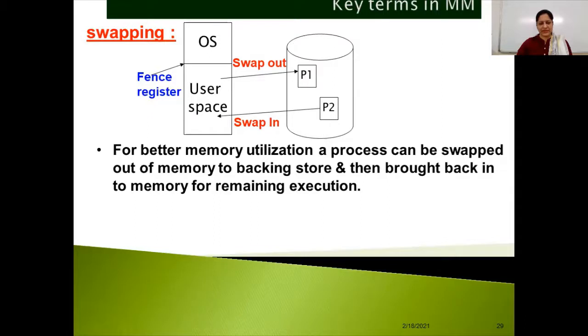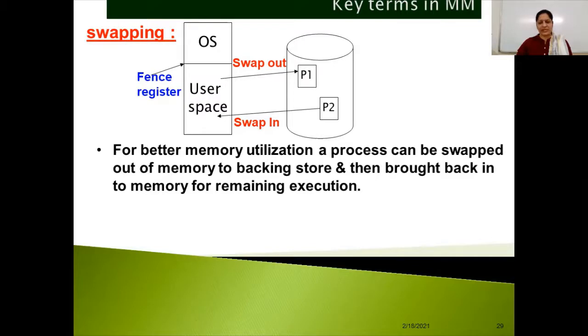Now, what do we mean by swapping? Whenever any process wants to execute on the CPU, that process should be brought into the main memory. And once that process finishes its execution, it should be brought outside the main memory and kept back in the secondary storage or the hard disk. So this process of swapping a process into memory and swapping it out of memory, keeping it back on the hard disk, is called swapping.